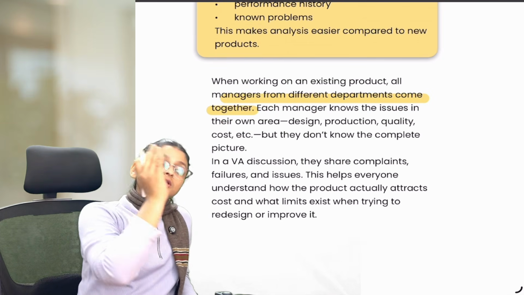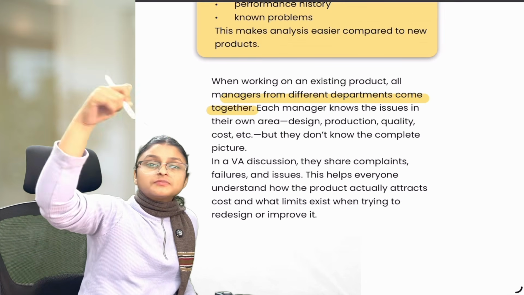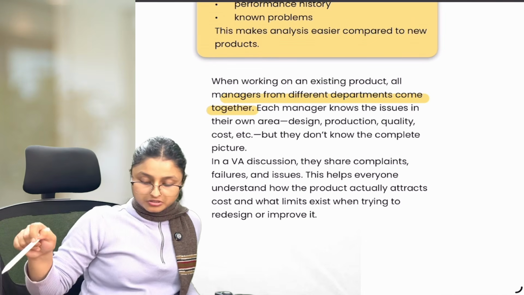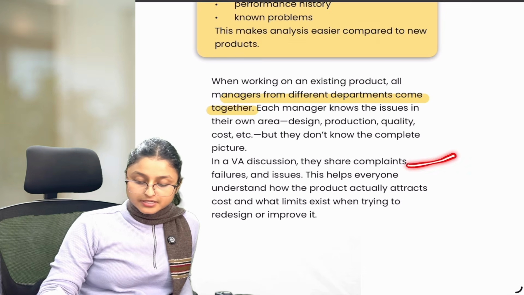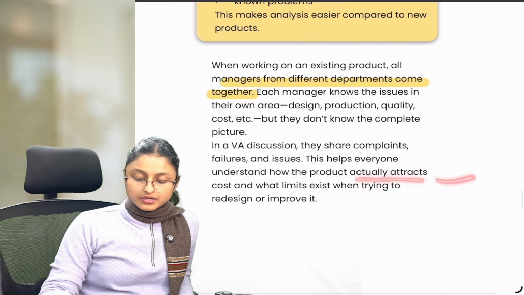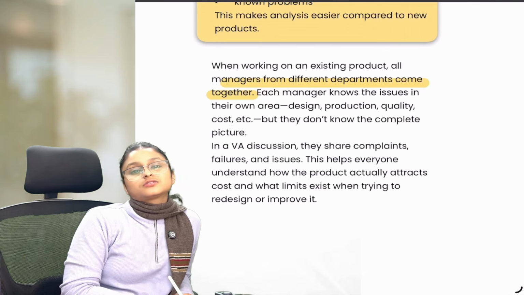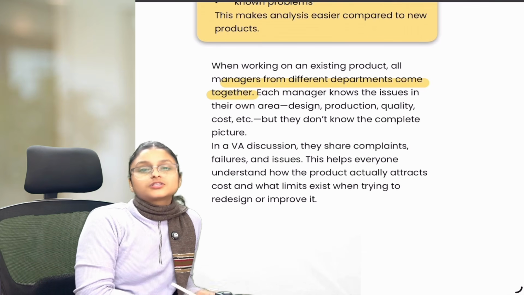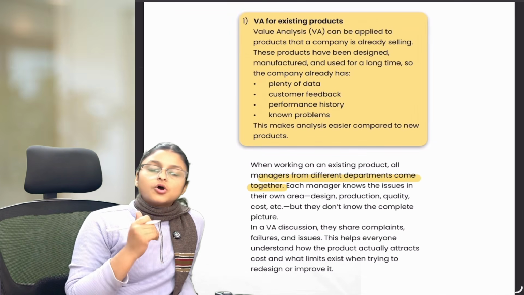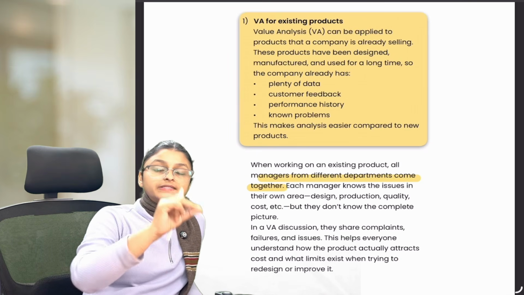When working on an existing product, all managers from different departments come together. All of them know their department's issue, but no one knows the complete picture, whether that particular issue can be solved or not. Is it creating some impact on the other departments or not, right? In value analysis discussion, they share their complaints, failures, and issues. They help everyone understand how the product actually attracts cost, and what are the limits due to which we will not be able to improve the cost or improve our function or reduce the cost. So in this existing product analysis, all the departments' managers will come together, sit together, and discuss what all issues they are facing in their department.